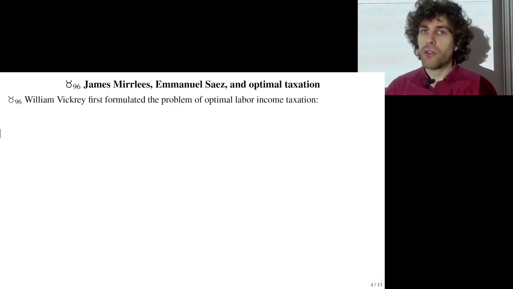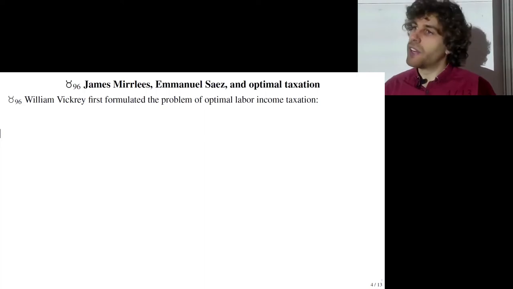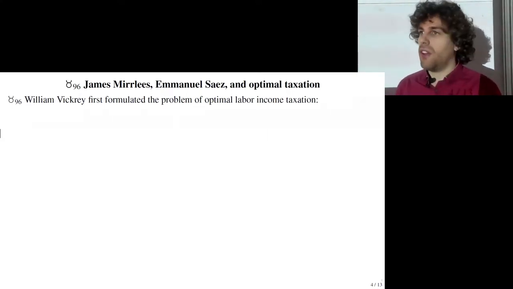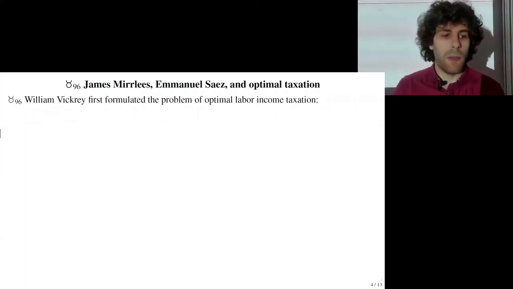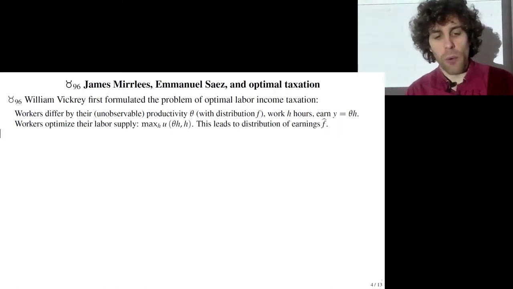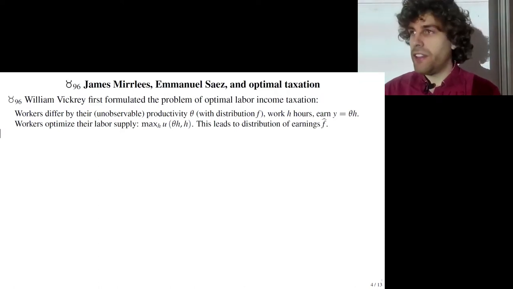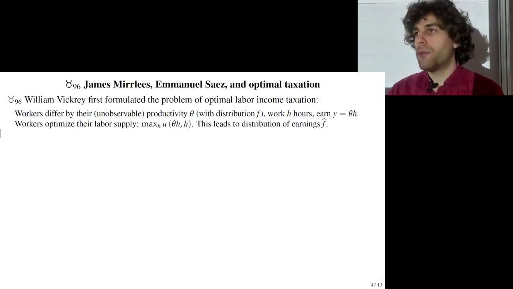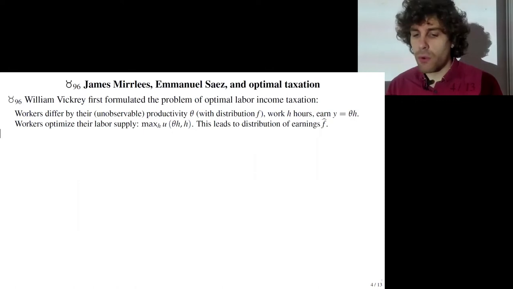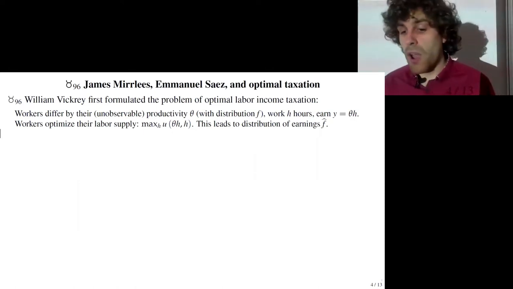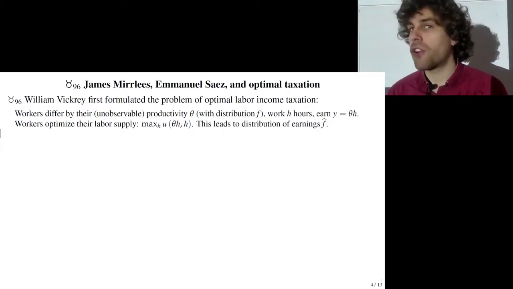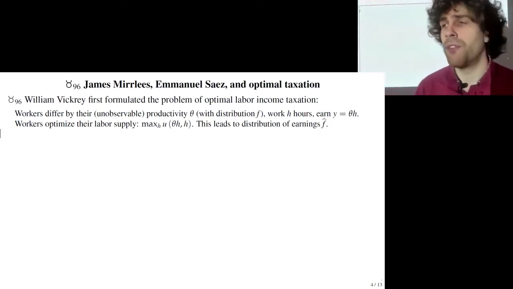So the idea is to find the good balance between equity and efficiency, so that you can redistribute from the rich to the poor, increasing welfare, decreasing inequalities, but in an efficient way that doesn't kill the incentives to work or to contribute too much. So the way that Vickrey modeled this is the following. Workers differ by their productivity theta, which is unobservable to the social planner and distributed with a probability distribution function f. A worker with productivity theta works h hours and earns a wage equal to theta times h. So if you want, productivity is the hourly wage, but the government doesn't observe hours, so it doesn't observe productivity either. It just observes the earnings.